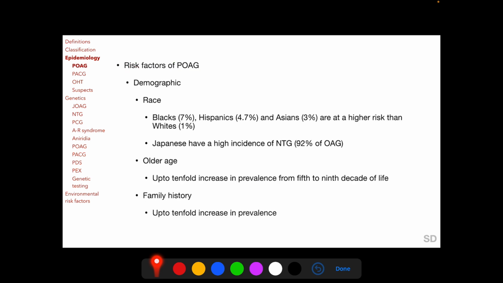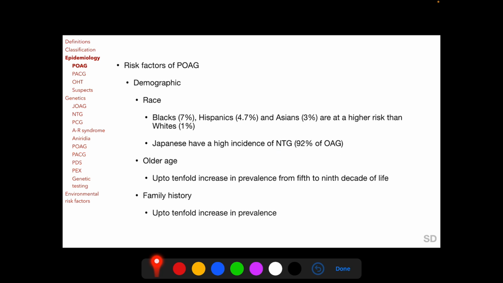Risk factors for primary open angle glaucoma can be classified as demographic, ocular, and systemic. Demographic risk factors include race, age, and family history. Blacks of African origin, Hispanics of Latin American origin, and Asians are at a higher risk of developing primary open angle glaucoma than whites. In the Japanese population, 92% of open angle glaucoma patients have statistically normal to low intraocular pressures.